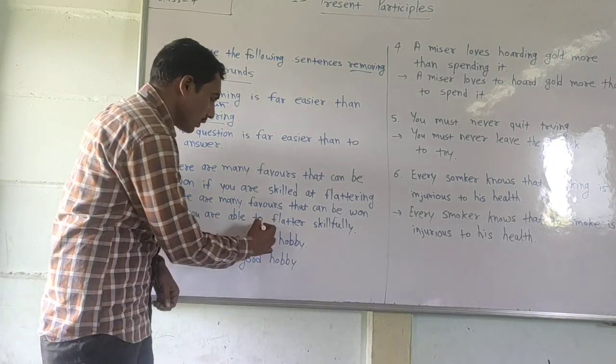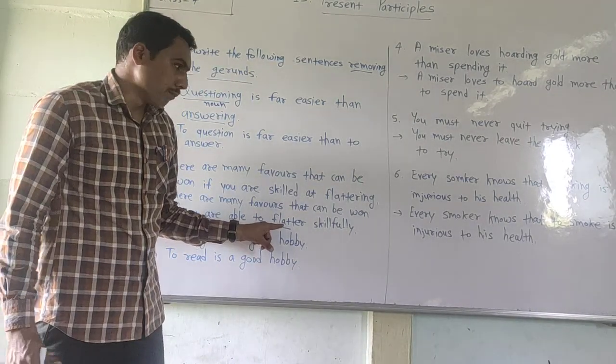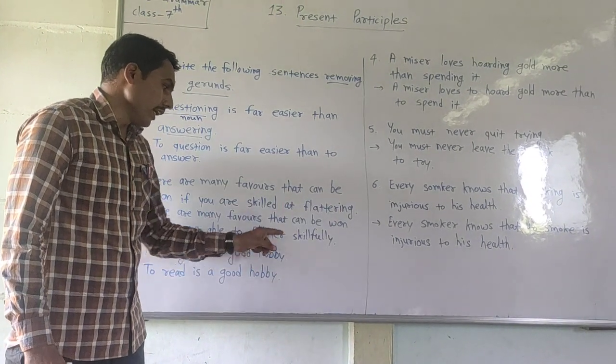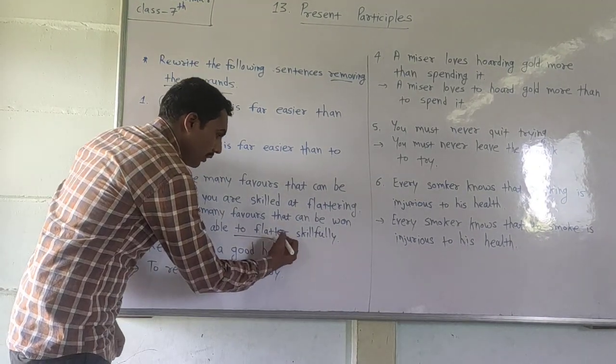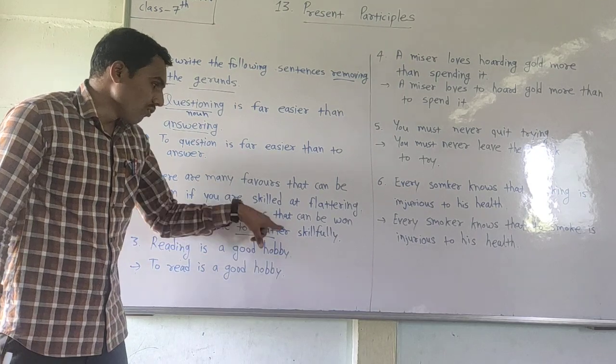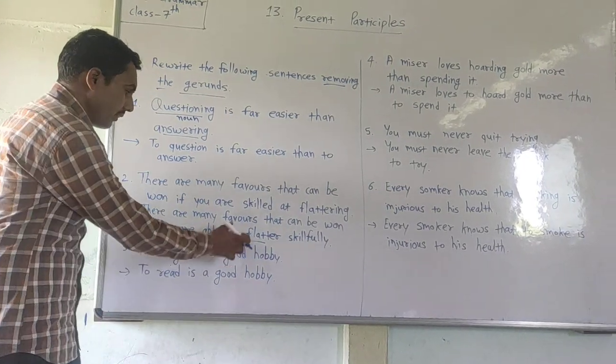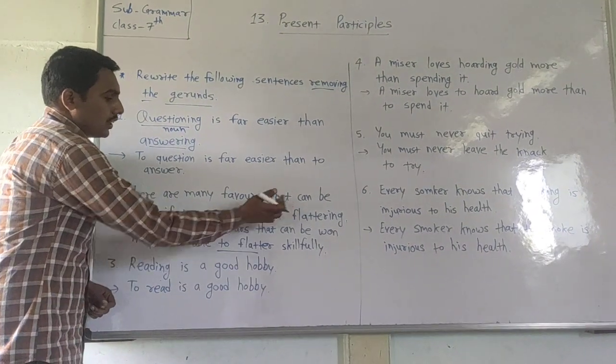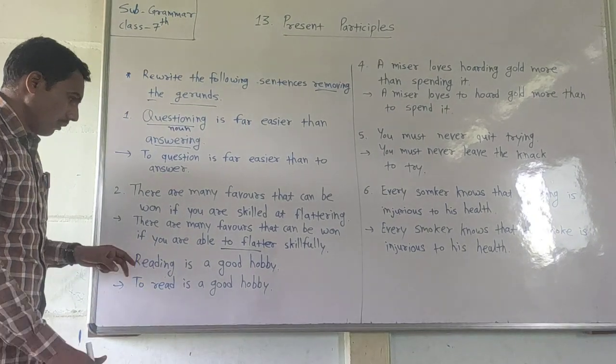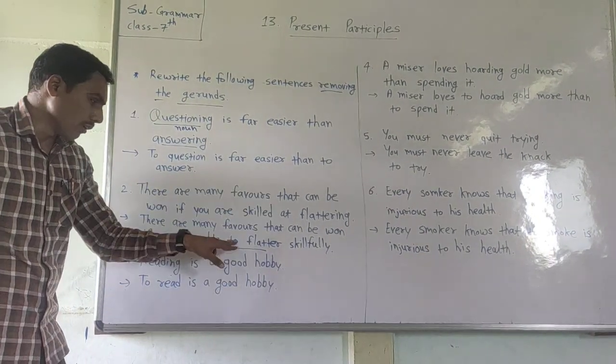Look here, we use "to flatter" as a verb. We remove the gerund, the ing. We remove that gerund. To flatter skillfully. In this way, we can convert a gerund into verb form. Okay, in this way we can convert a gerund into a verb.